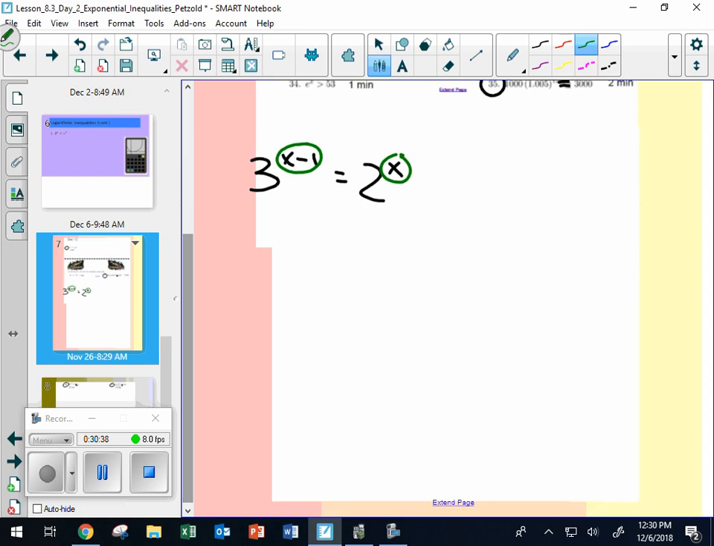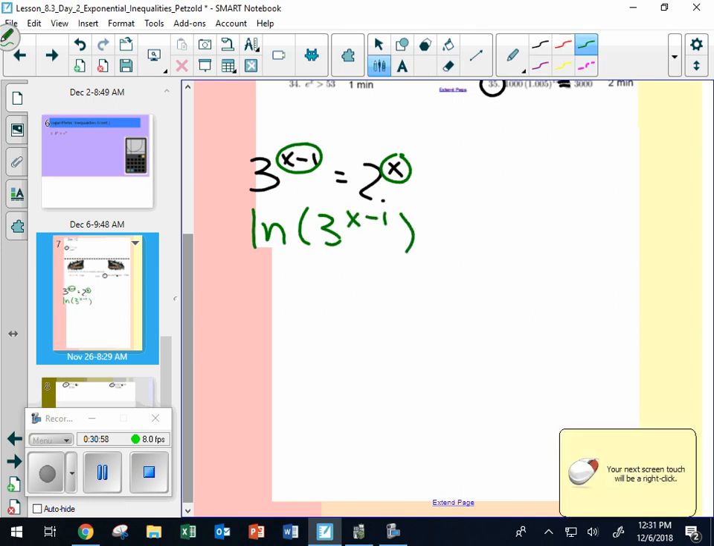Doesn't matter what logarithm we use. Will any help us? There are no logarithms that will help us here. I'm just going to use the natural log, because regardless of what you use, it's not going to help you much. So I'm going to use the natural log. And I'm going to say the natural log of 3 to the power of x minus 1 is equal to the natural log of 2 to the power of x.